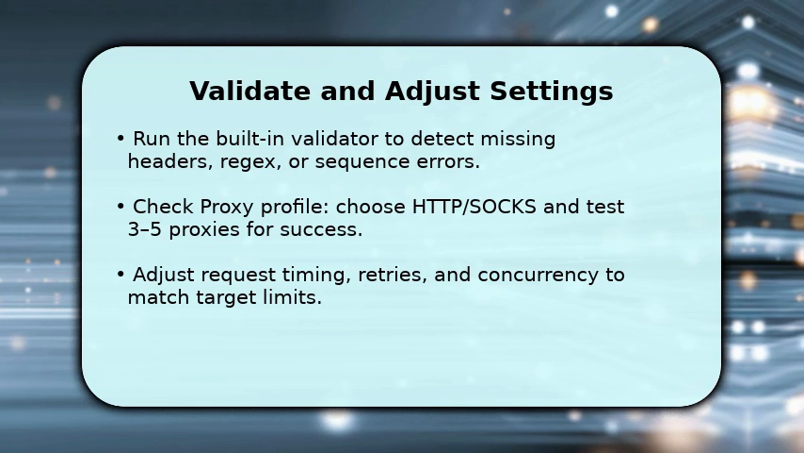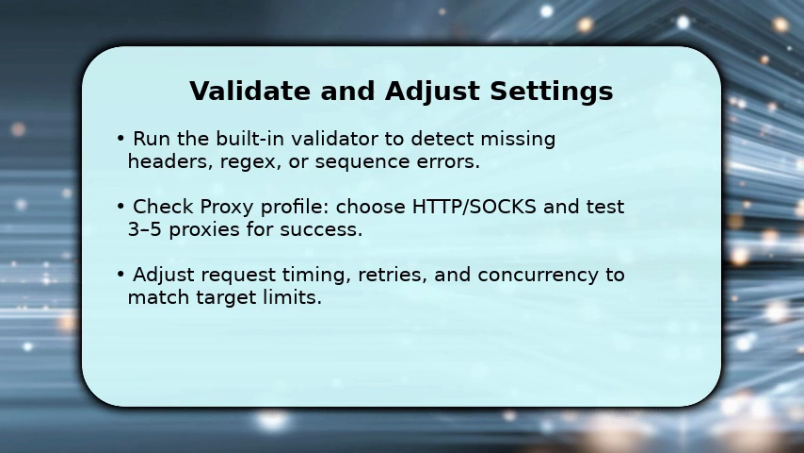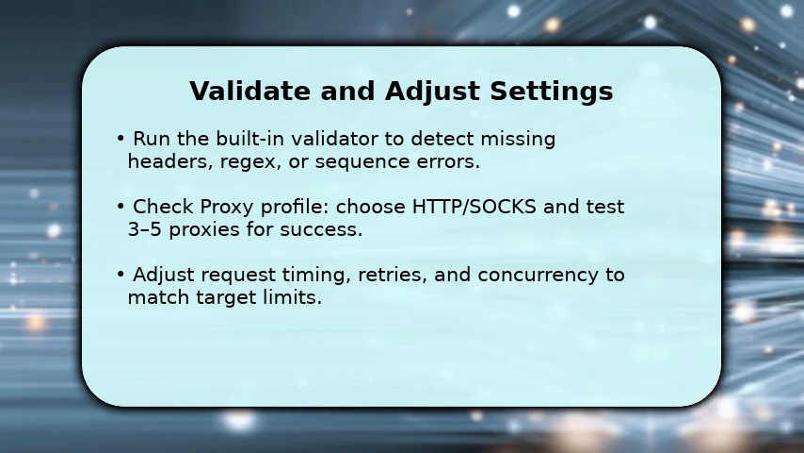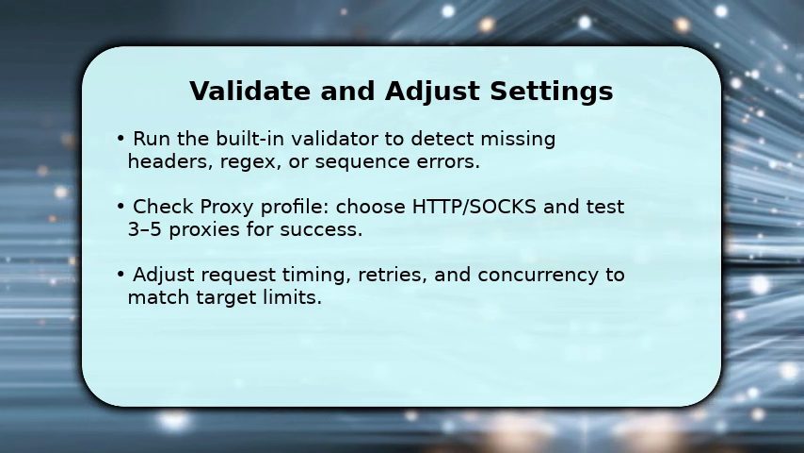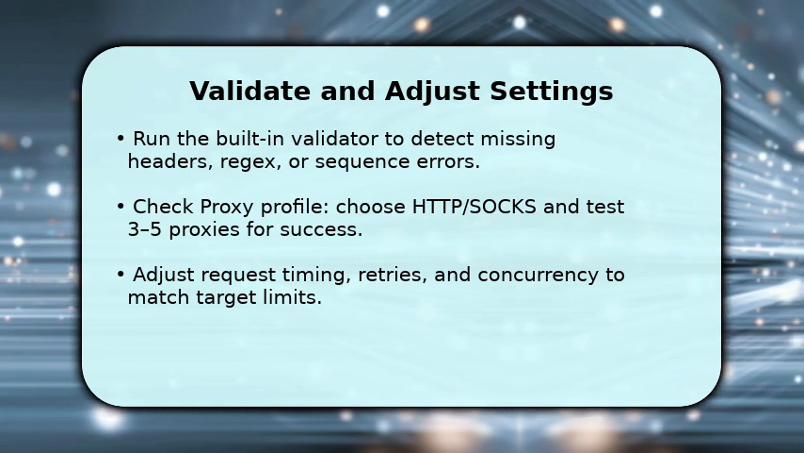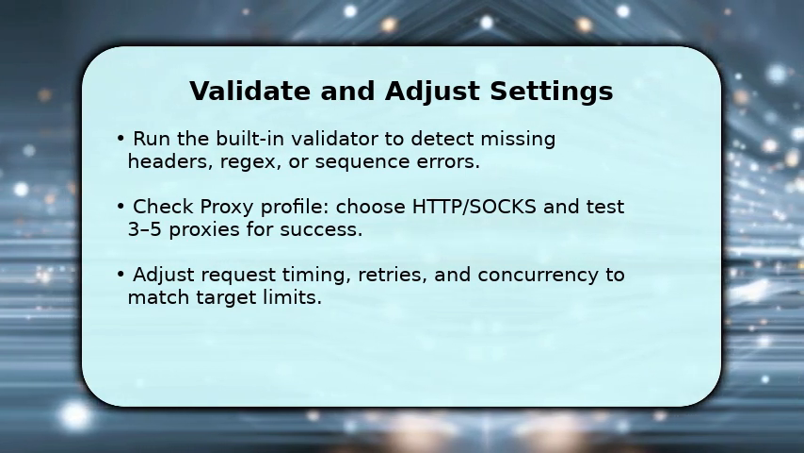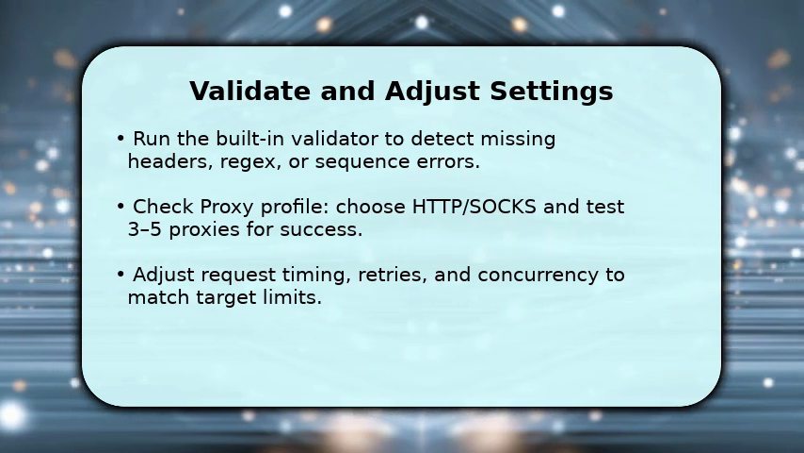You should then review the proxy profile, pick HTTP or SOCKS, and test 3 to 5 proxies to confirm connectivity. After that, tune timing, retries, and concurrency so the config behaves like a real client and avoids rate limits. Make sure to save these adjustments and rerun validation to confirm no new errors were introduced.